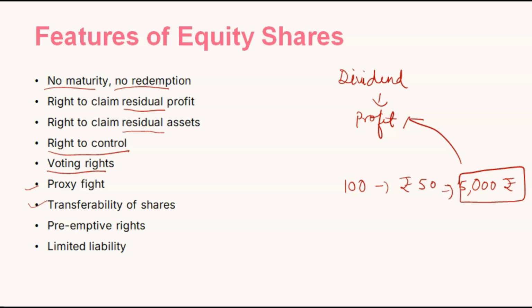Transferability: they can transfer their shares to anyone, there is no restriction. The person who has the shares will become the shareholder. It's not that only the person who purchased the shares will be the owner. No, they can transfer them to any member, to any outsider, anyone. So preemptive rights, what does that mean?